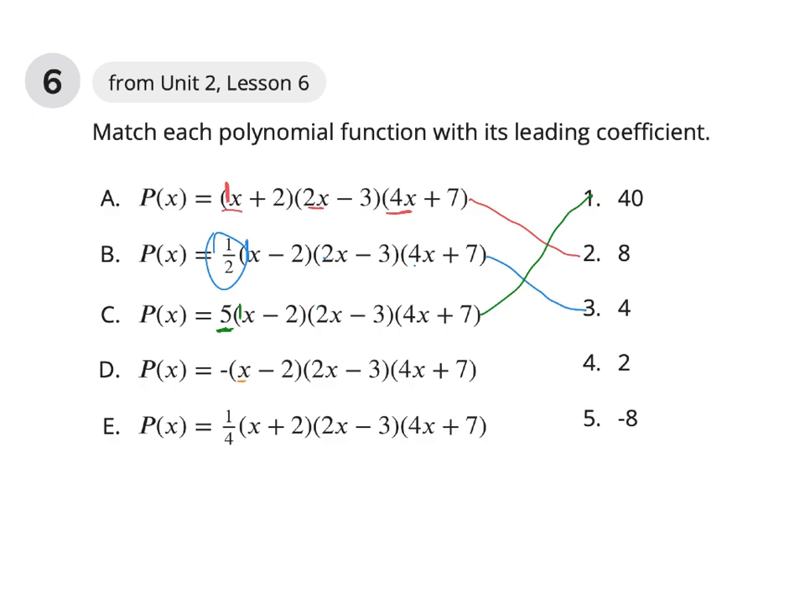Okay, 1 times 2 times 4 is 8. But this is negative 1 out here. So if you see a negative outside of a group, put a 1 there, so you know how you have to multiply it, and that goes with that. And finally, 1 times 2 times 8, 8 over 4. So this becomes 8 over 4, which is 2, and that's why E goes with 4.